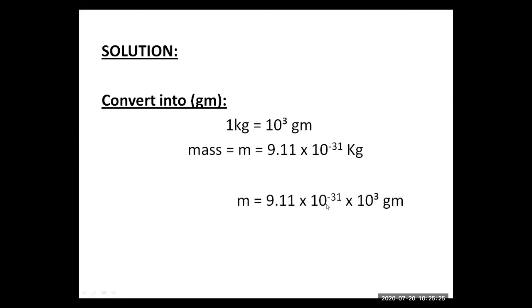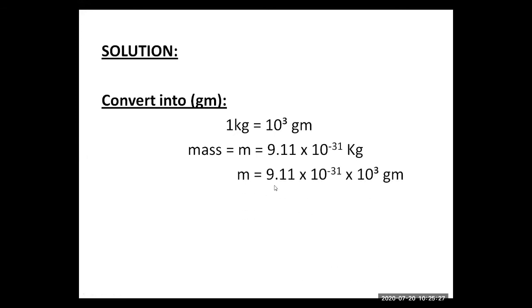So in the next step we can say 9.11 multiplied by 10 raised to the power minus 31, which is given, and to convert, 1 kg is equal to 10 raised to the power 3. So at the place of kg, we are putting its value, and its value is 10 raised to the power 3 gram. Are you getting my point, student?